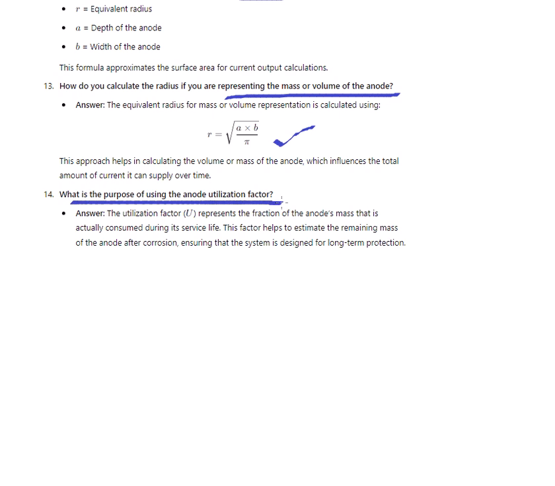What is the purpose of using the anode utilization factor? Anode utilization represents the fraction of the anode's mass that is actually consumed during its service life. This factor helps in estimating the remaining mass of the anode after corrosion, so how much mass is going to be there after corrosion, ensuring that the system is designed for long-term protection.